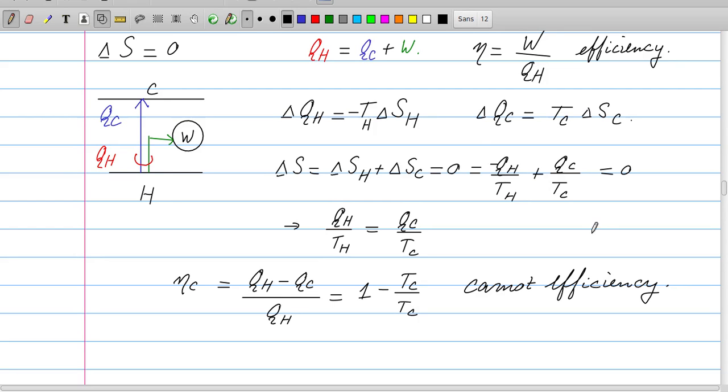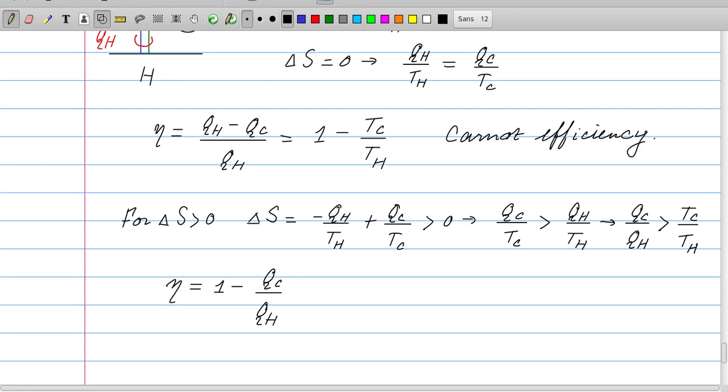And a natural question is then, what would spontaneous processes do to this Carnot efficiency? Now we consider what happens if the entropy would increase. If delta S is greater than 0, we write this delta S as the change in the entropy of the hot system and that of the cold system, where the hot system obviously has a minus sign because the heat flow is out of the hot system. And then we find that QC over TC is greater than QH over TH. In other words, QC over QH is larger than TC over TH.